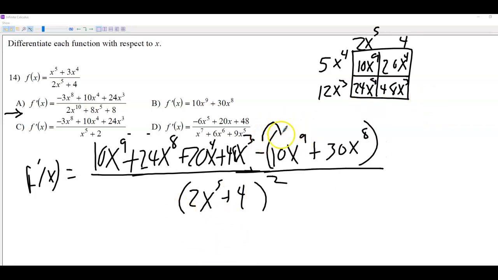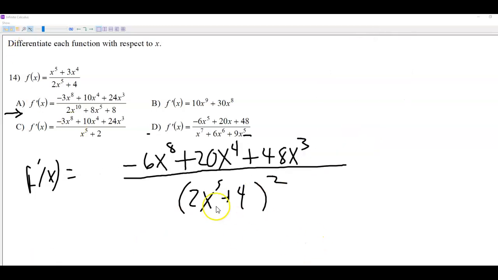And then as you can see, we need to distribute this negative into the parentheses here. And then we can combine some like terms. So as you guys notice here, the 10x to the 9th and the negative 10x to the 9th cancel each other out. We have a 24x to the 8th power minus a 30x to the 8th power. So if we subtract those, we'll get the following. Now I still don't see any of these answers up here, so matching this.